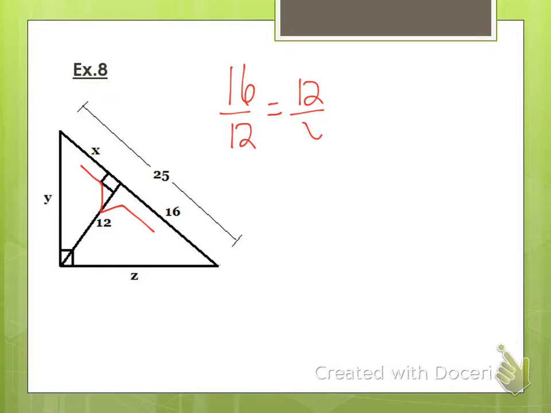16 over 12 equals 12 over x. Cross multiply and solve. 16x equals 144. X equals 9. I think we've seen that one already. Did we have to do that to find x? No. How else could we have found x? Okay, we could have just subtracted. I'm fine with that. Either way you did it, you should have gotten 9. If you see an easier path, you can take it. If you didn't see it and you set up the proportion, that's fine.